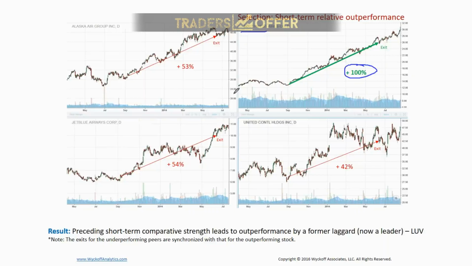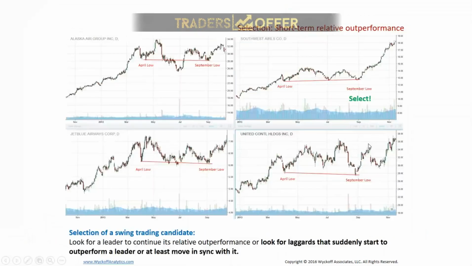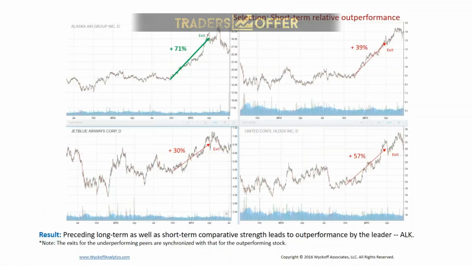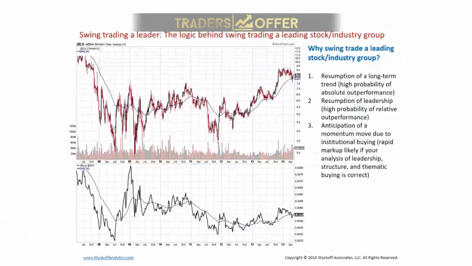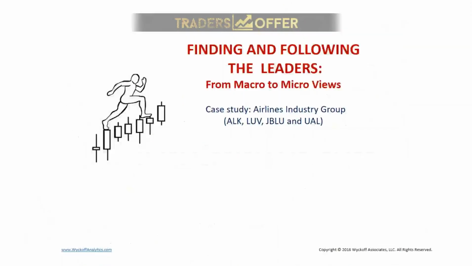And there is a remark right here. Okay, then we would rotate out of Alaska at some point and move into Southwest. Absolutely, and that's the idea. Because we're swing traders, the idea of the rotation between these two stocks, and I'm going to show you a big picture here, so we would see it on a big picture.